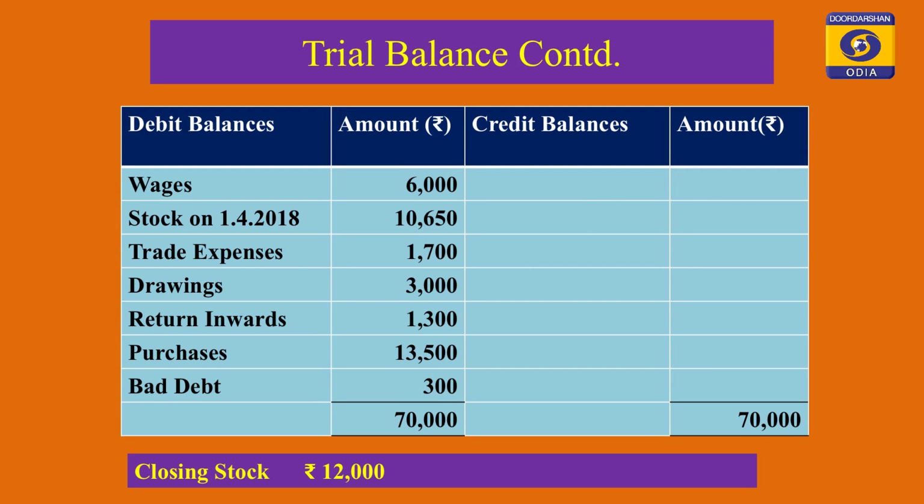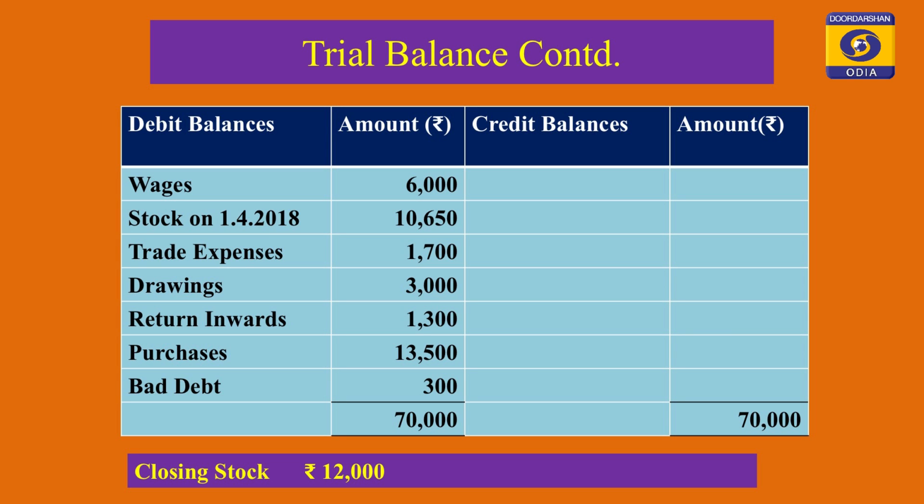We have wages, that is rupees 6,000. Stock on 1/4/2018, that means this is the opening stock. Opening stock given to us is 10,650. Then we have trade expenses 1,700. Next we have drawings, that is 3,000. Next item return inwards 1,300. Then we have purchases, that is 13,500, and bad debt 300. As we can see, the total of the debit balances given to us is 70,000.